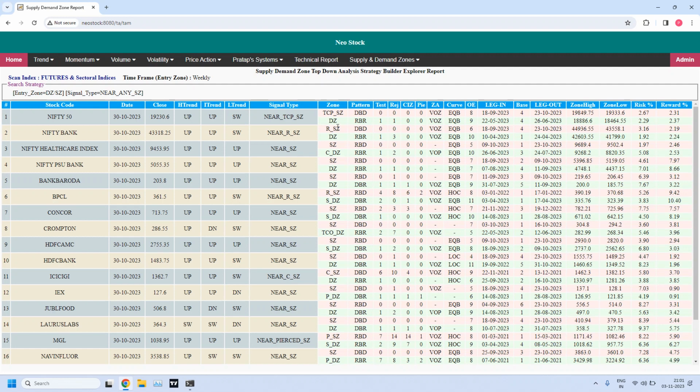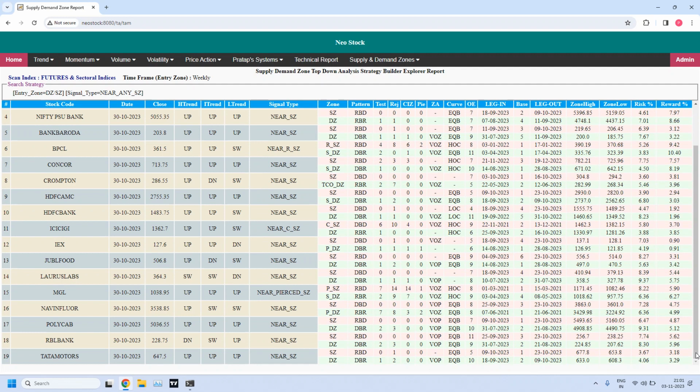So we should be careful, and next week is going to be very interesting. Now the question is, the market is moving up, but again these supply zones have the capacity to change the direction to down. So these points you need to observe. The total 19 stocks are near to the weekly supply zones.